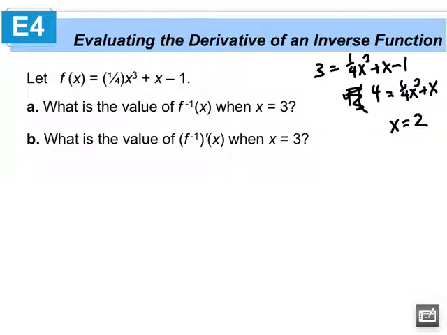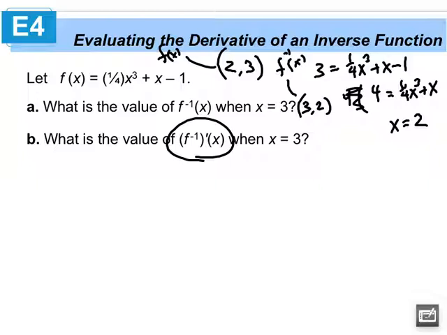All right, which means that (2, 3) is on f of x. Therefore, to answer this question, (3, 2) is on the inverse. So we have to keep that straight. Make a little note here: this is f of x. This is the inverse of f of x. So now this.